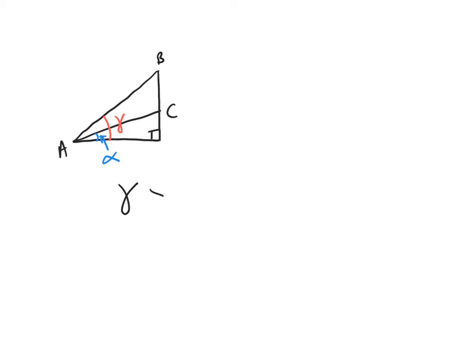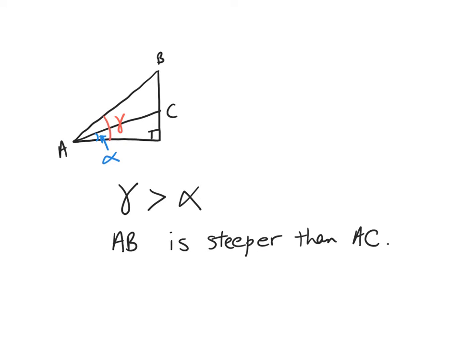So we all know that gamma is actually bigger than alpha, and we can see that AB is actually steeper than AC. Therefore, if we have a bigger inclination, then the road will be steeper. We could use the gradient to represent the steepness of an inclined plane. We could also use the inclination of the inclined plane to represent the steepness of the inclined plane.